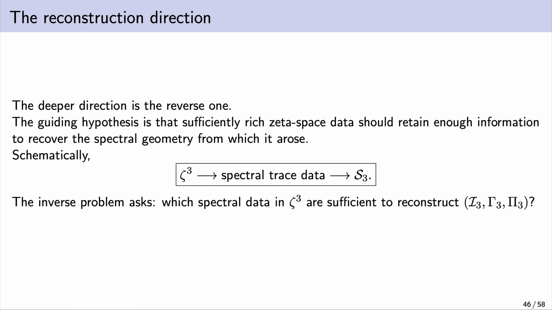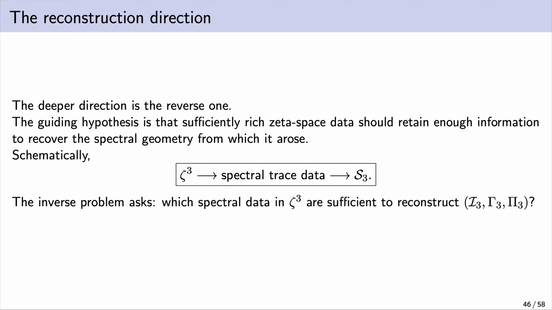Now, there is a deeper direction, which is the reverse. The hypothesis is that sufficiently rich zeta space data should be able to get us from that zeta space, and we should have a process to be able to recover the entire seed, including the spectral geometry from that process.